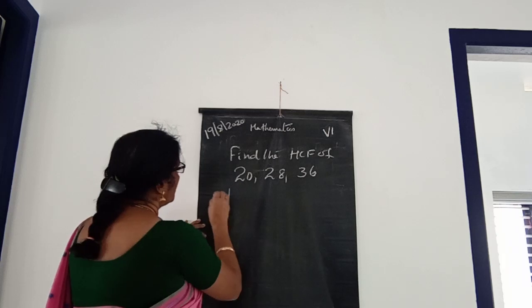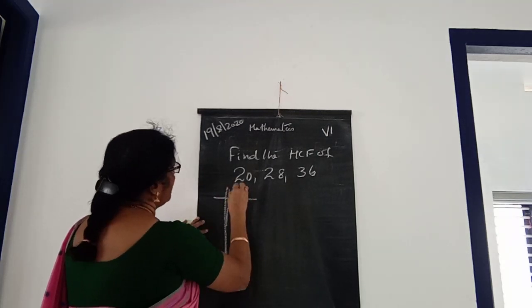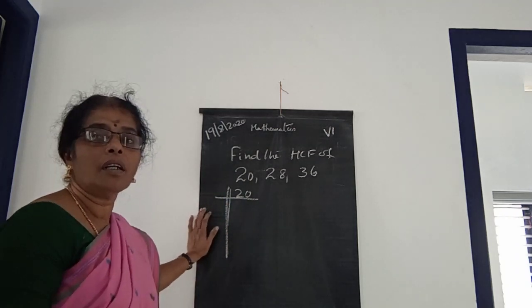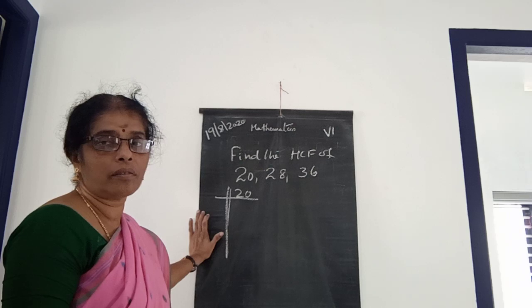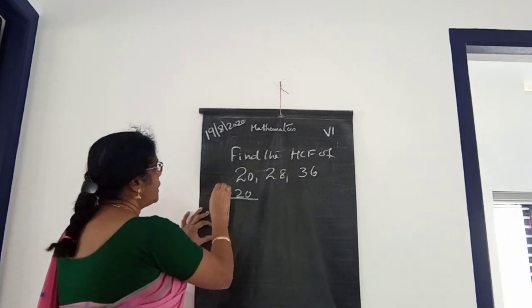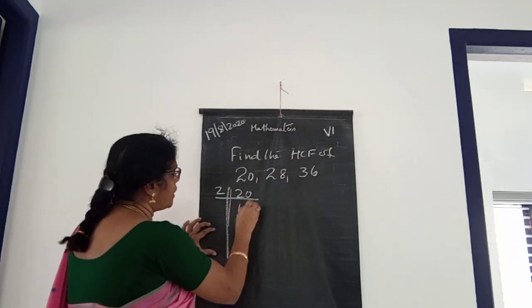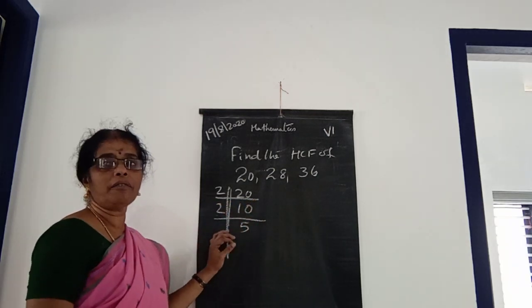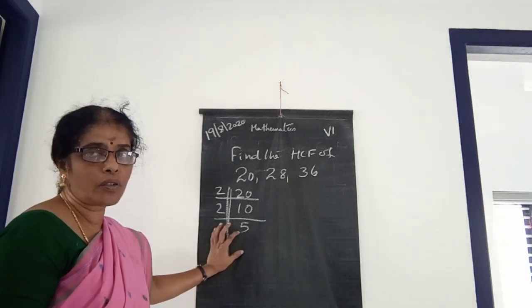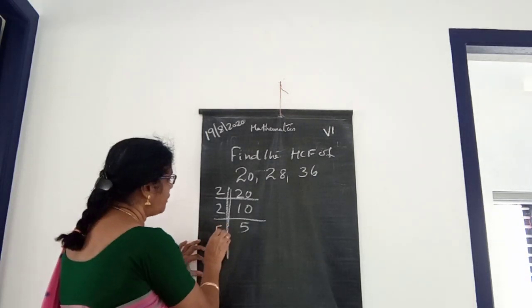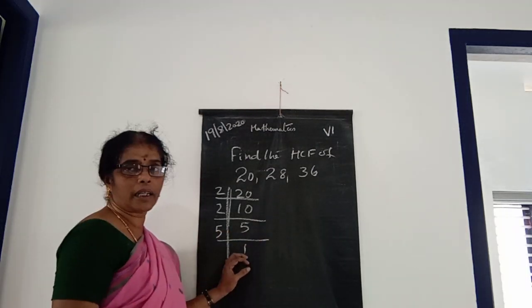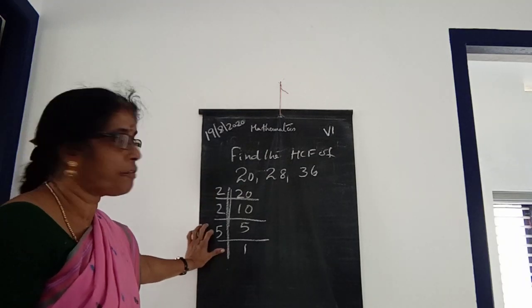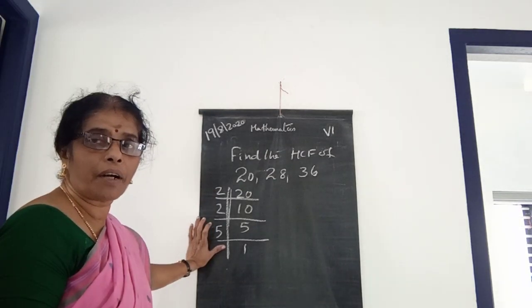Yes, first one, 20. Then we can take the factors first. You can take the smallest factor, 2. How many times does 2 go in 20? That is 10 times. And again you can take 2, that goes in 5 times. In 5, 2 is not going, 3 is not going, so we can take 5. How many times does 5 go in? 1 time. So 2, 2, 5 are the factors of 20.